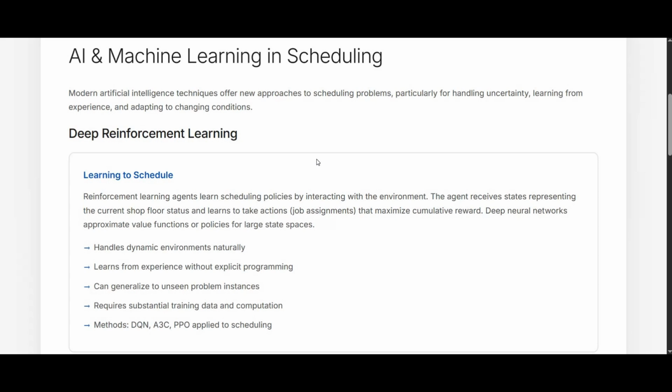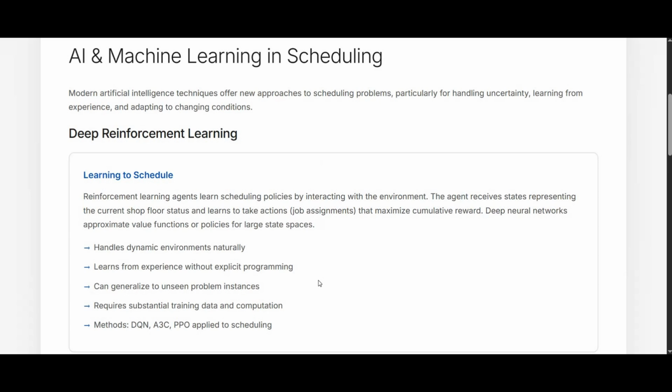In scheduling, that means the agent observes the current state of the shop floor, I mean, which jobs are waiting, which machines are free, what deadlines are coming up, and then decides which job to schedule next. The goal is to maximize cumulative reward, like minimizing total production time or avoiding lateness.